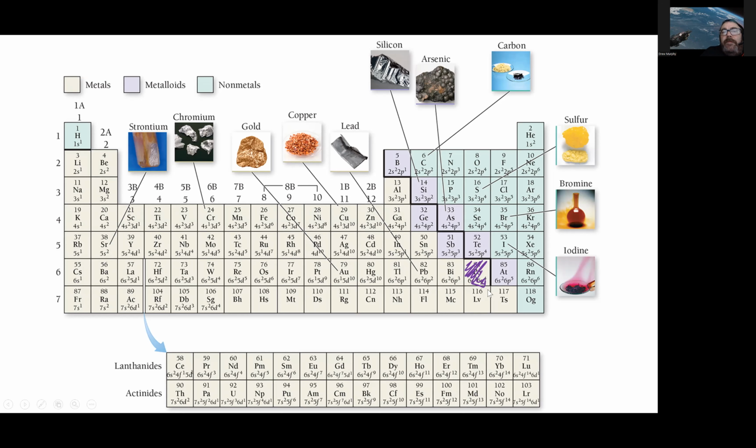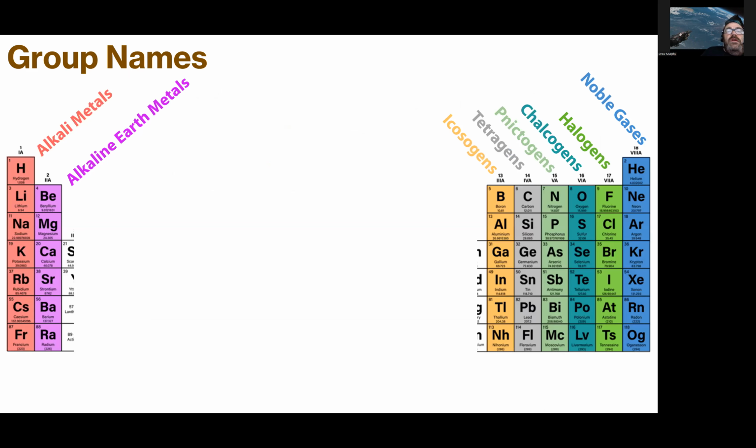So in addition to all of this, the representative elements, the main group elements, have been given names for the groups. It's just a way to describe things, a holdover from the early days. But every group has a name.